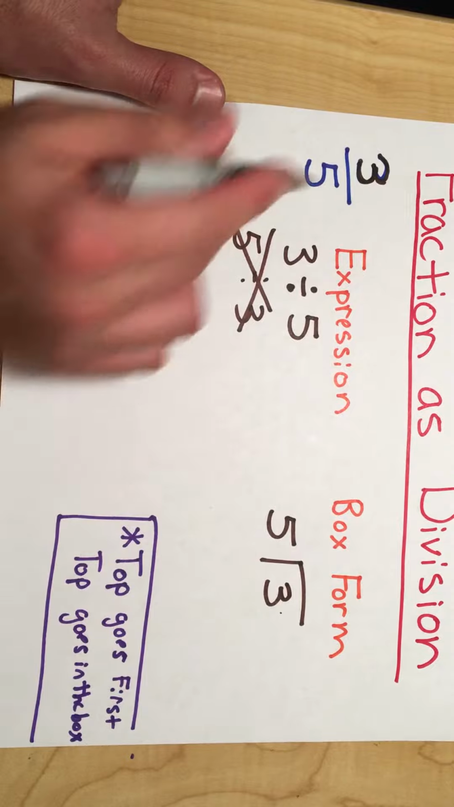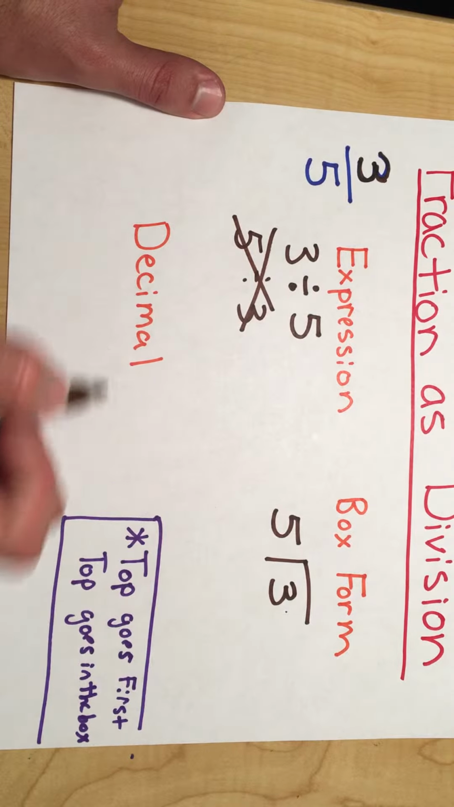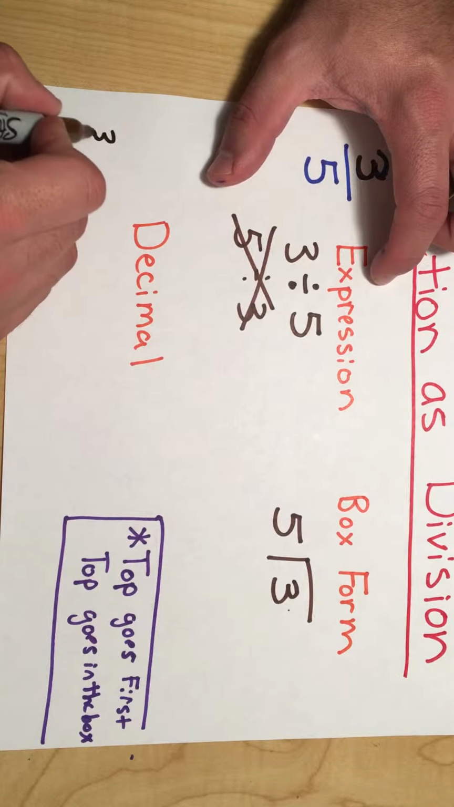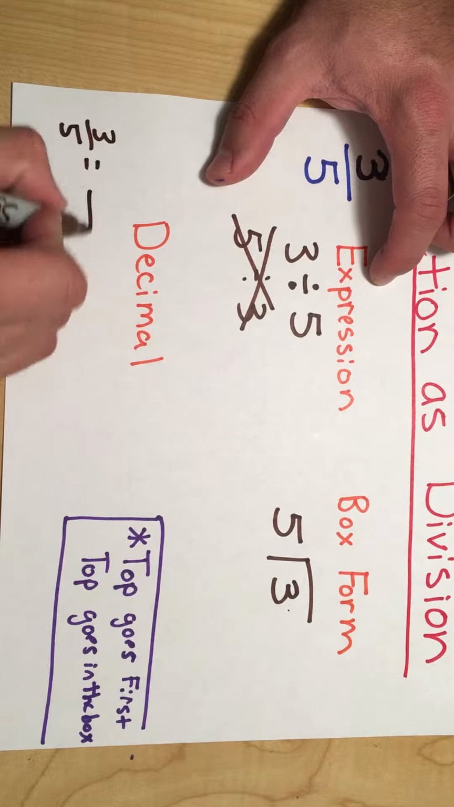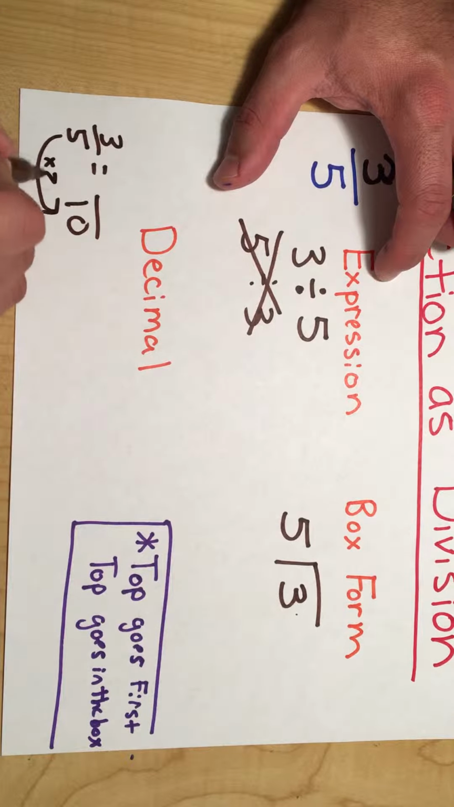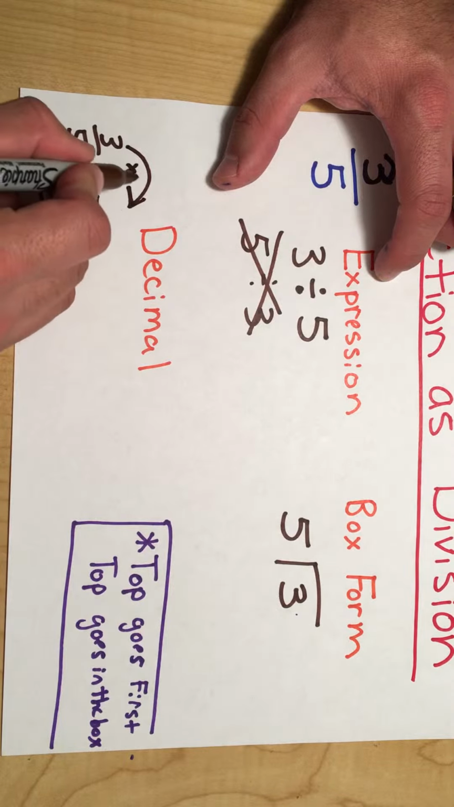And how can we rewrite this in decimal form? Well, if we were to change 3/5, now there's various ways of doing this, but I'm going to go the easiest route that I think. Let's change the denominator to 10, and then we're going to think of dimes. 5 times 2, that's 10. 3 times 2, that's 6.